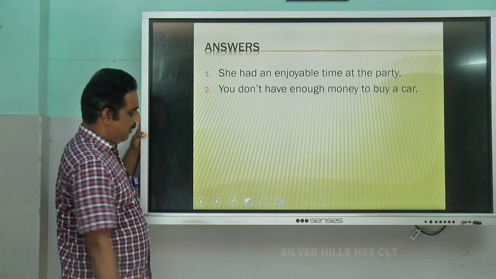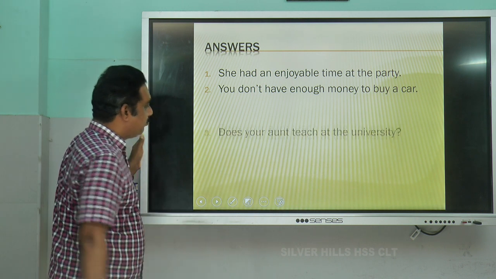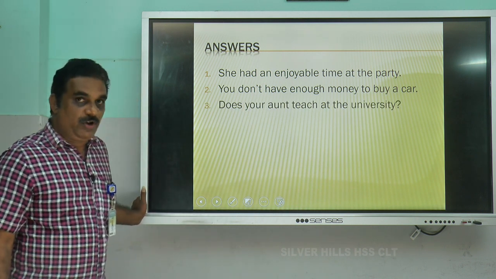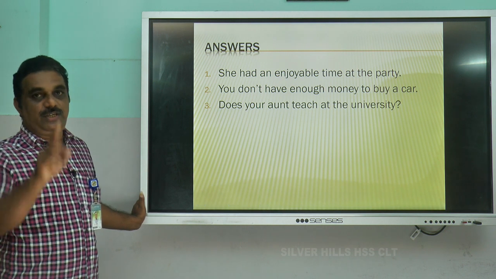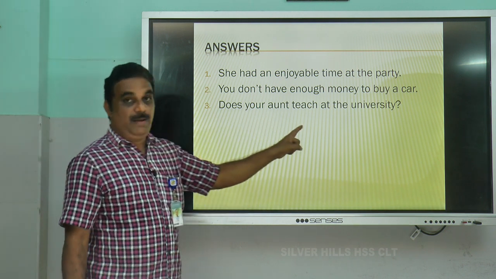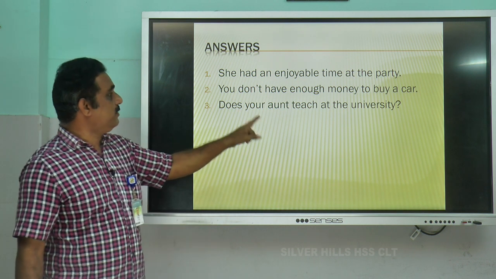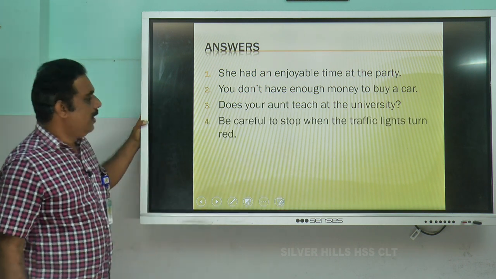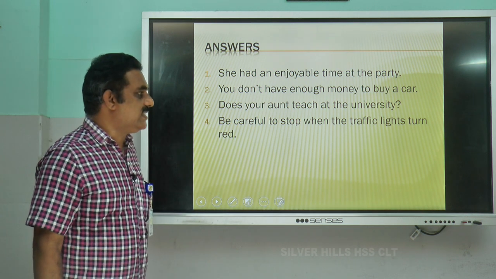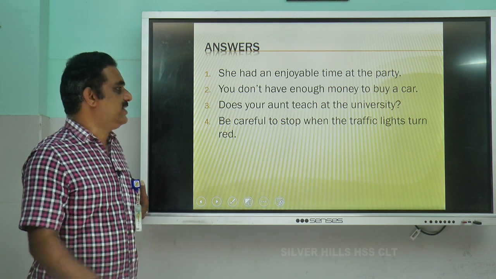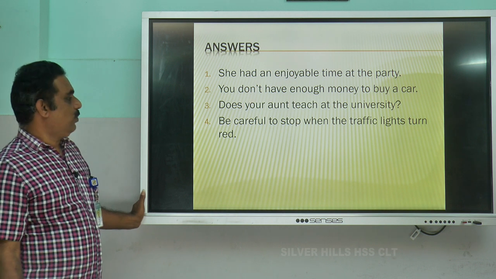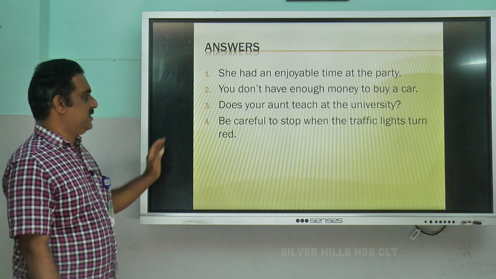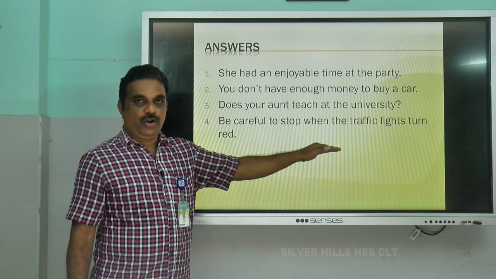Third one. What is third one? Does your aunt teach at the university? There is a question mark also. So it's a question, an interrogative sentence, right? Now next one is, be careful to stop when the traffic lights turn red. What type of sentence is that? That is imperative sentence because that is in the form of an advice or a warning.